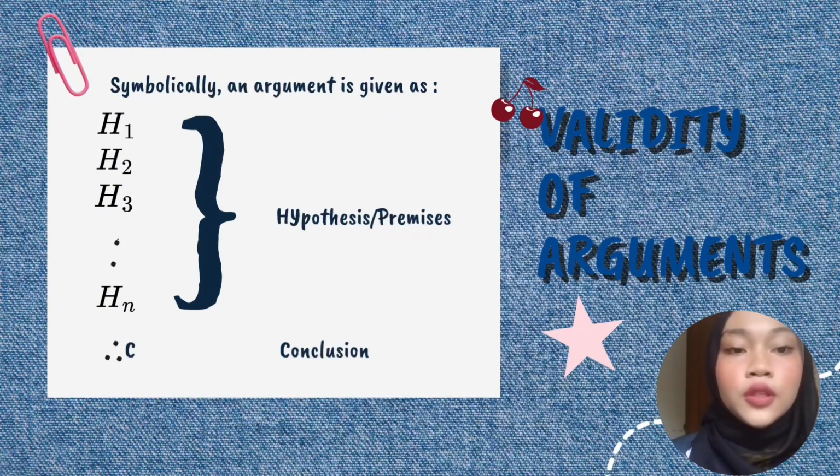An argument consists of a statement or finite collection of statements called hypotheses and a statement called the conclusion. An argument is valid if the conjunction of its premises logically implies the conclusion.